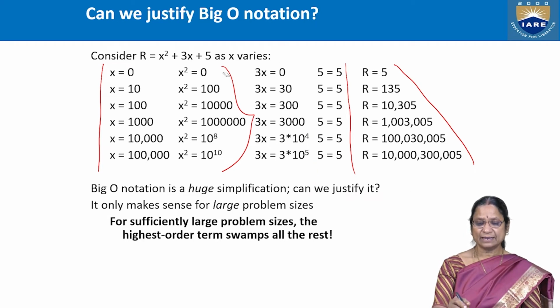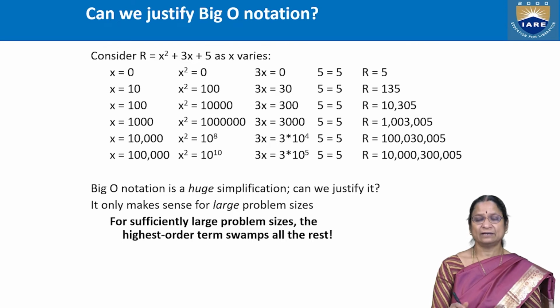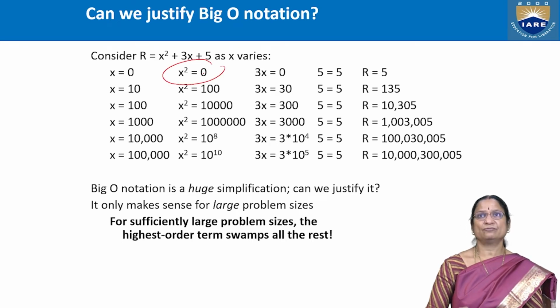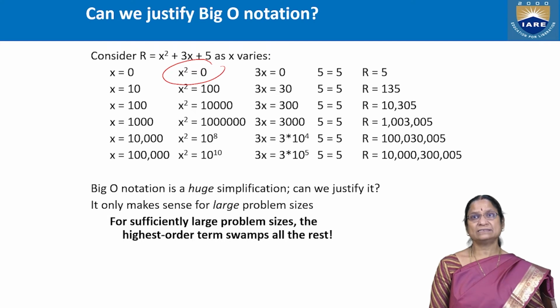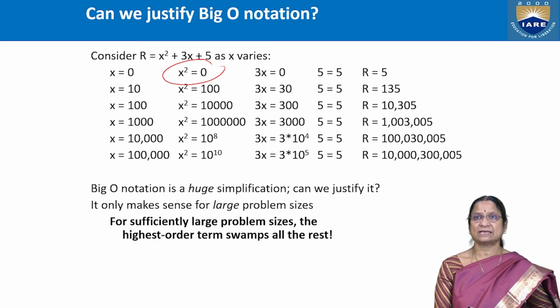So that means, whichever the case we are using here, which term is increasing very fast? The growth rate is high for the x square term. That is, the highest order term is going to be considered as our notational representation. So x square we considered here. That means here the big O notation is a simplification. Can we justify it? Yes, we can justify, because it only makes sense for larger problems, but for smaller problems it doesn't make any sense.